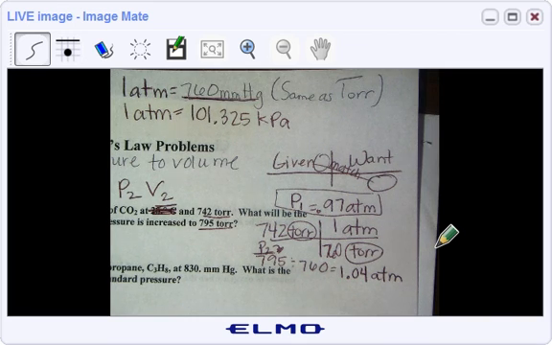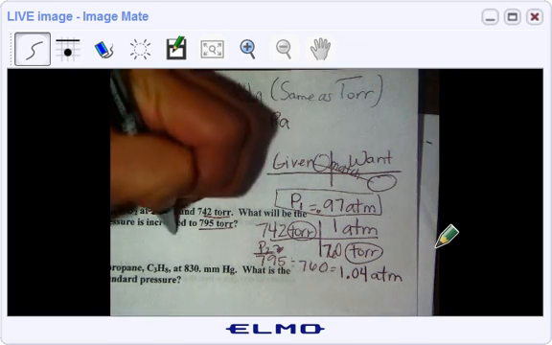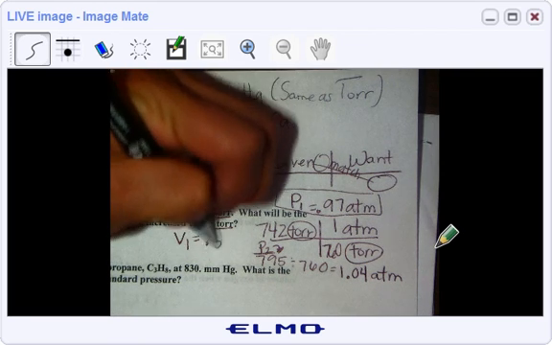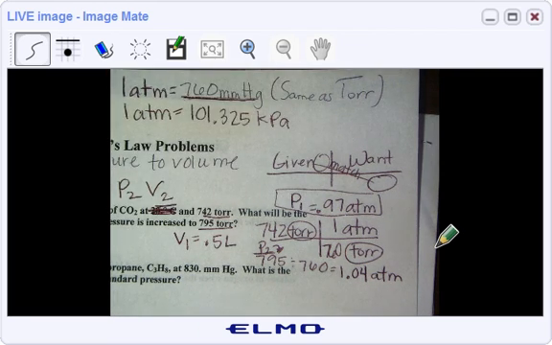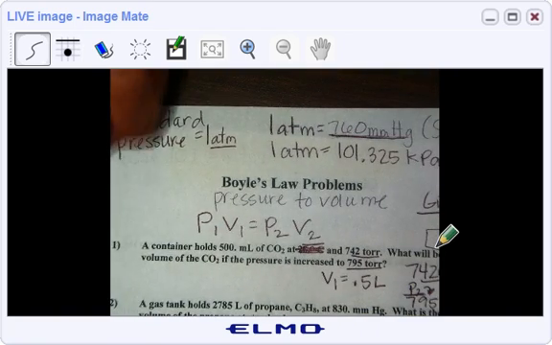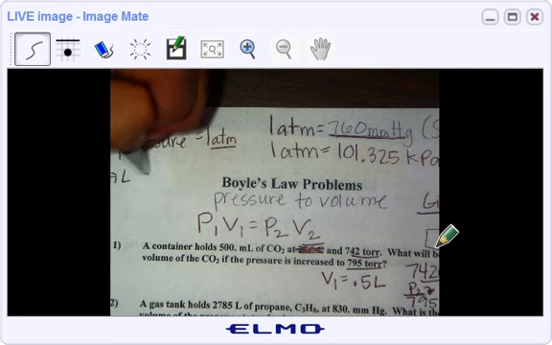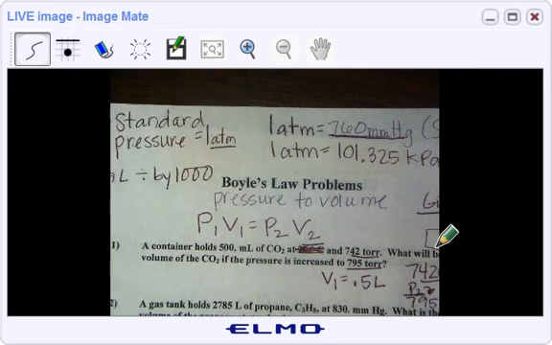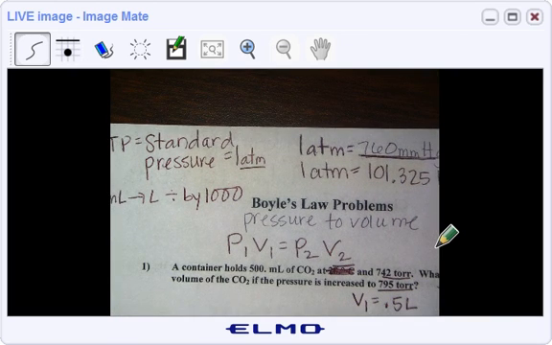So now I'm looking for volumes. It says a container holds 500 milliliters. We need to convert that to liters. So we just divide by 1,000. So this will be my V1 equals, I'm just going to make a top note at the top really quick. Milliliters to liters, divide by 1,000. Everything needs to be in liters.